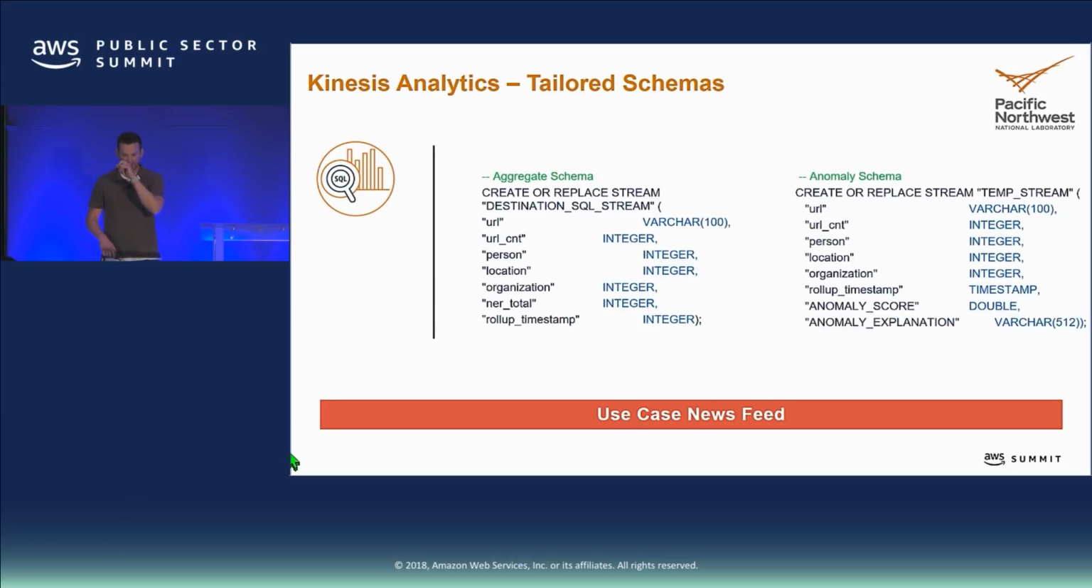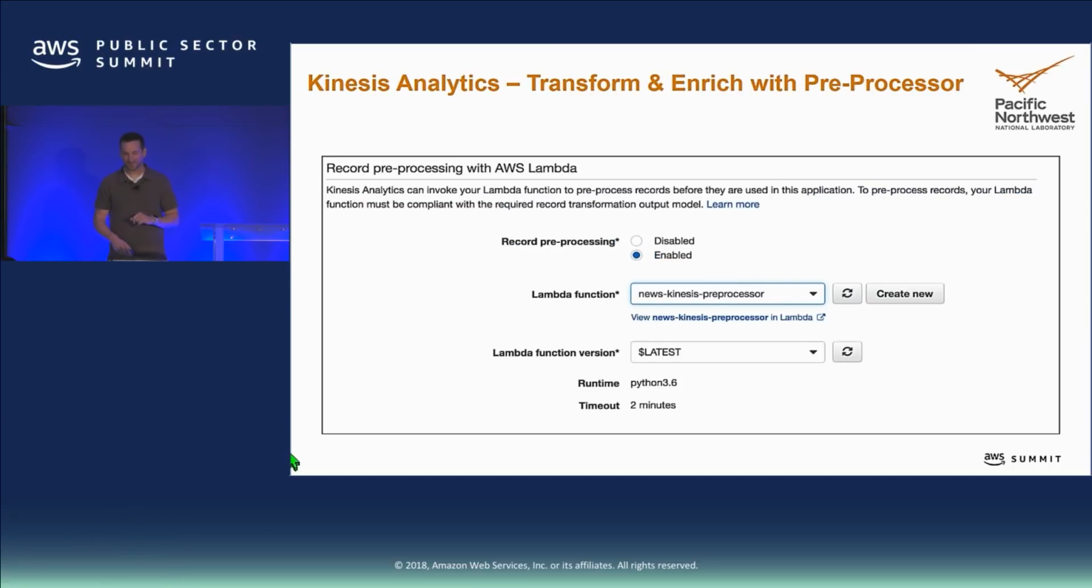There actually is one flaw in this slide that I noticed later, and that's the roll-up timestamp there on the aggregate schema is actually a timestamp, it's not an integer. So I saw that after the fact, just as a side note.